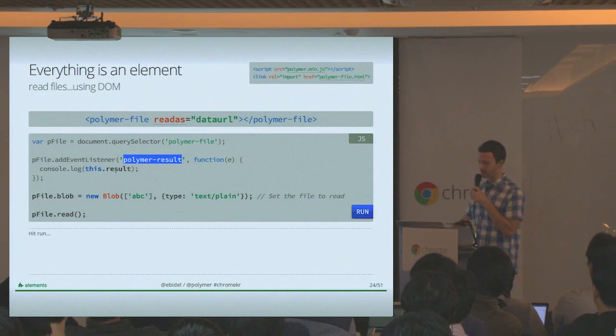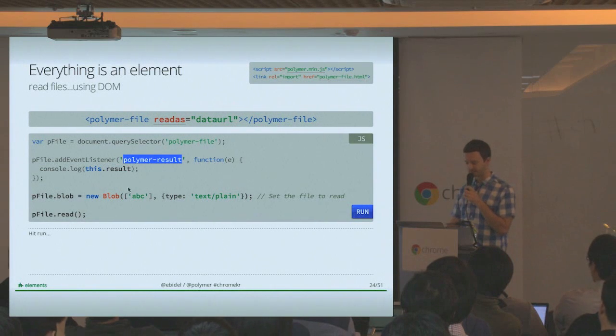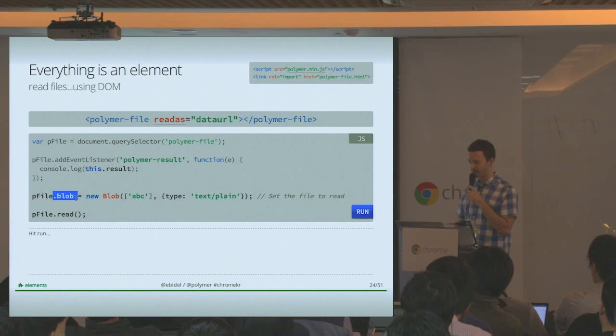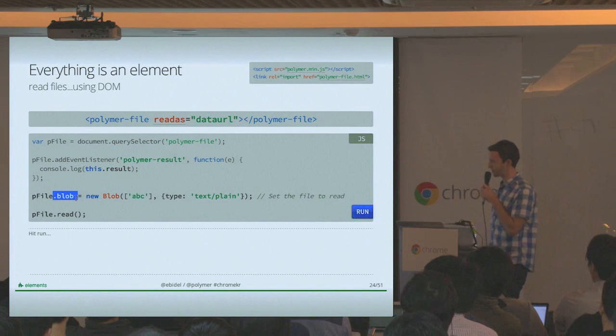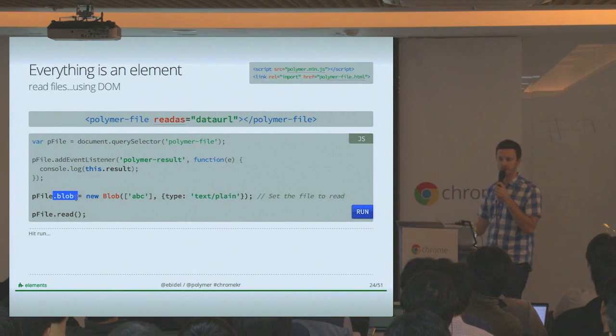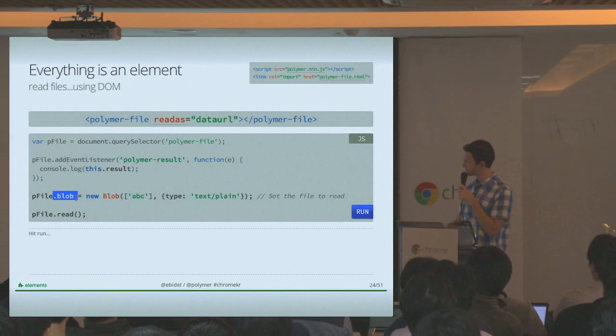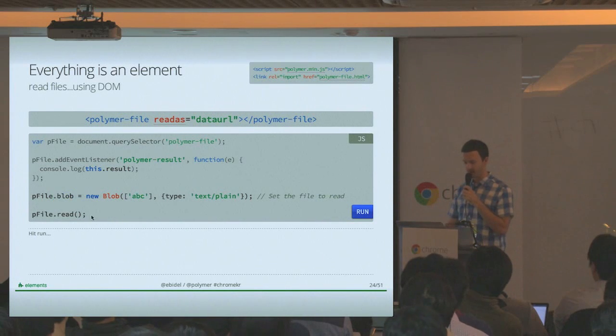And then I can process this element's result property. This file object also has a blob property you can set. So this is how you actually pass in the file to read. In this case, I'm just setting it to this string ABC. And then I call its read method.